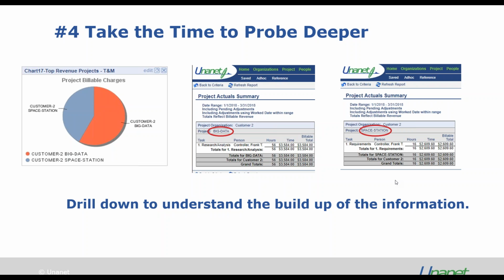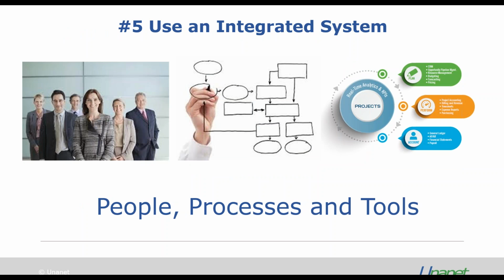One example I like to use is you may have a portfolio that's very profitable, but unless you have the ability to look at the performance of each project that makes up that portfolio, that information at the project level may be skewed, and you may be leaving money on the table. You may have one project that's wildly successful and three that aren't. If you go in and look at those three, you can course correct and make sure you're not leaving any revenue or profit on the table. So take the time to probe deeper.